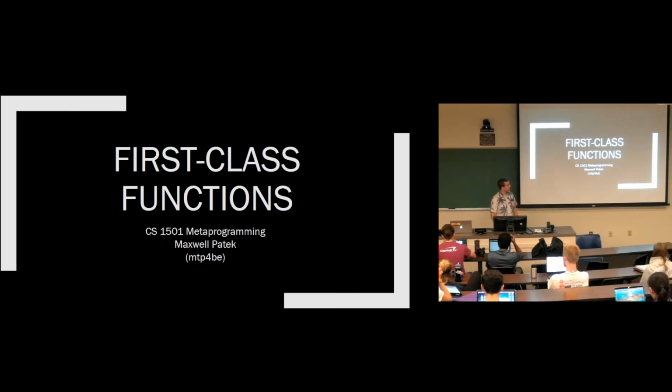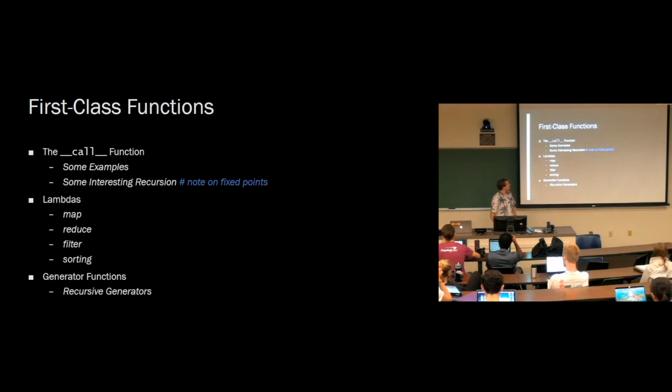But anyway, first-class functions. We're going to talk about the call function. This is another dunder method, so this is dunder call. We're going to see some examples, some really interesting recursion. And in this recursion part, I'm going to introduce this idea of a fixed point, which is an idea that I kind of made up. It's not really a thing.